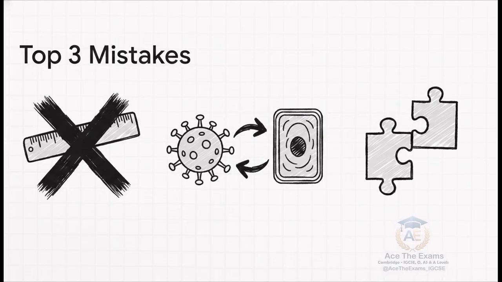Mistake number 2 is not checking your terminology, like accidentally confusing the protein capsid with a cell wall, for example. And mistake 3, as we've already highlighted, is writing answers that completely lack context.